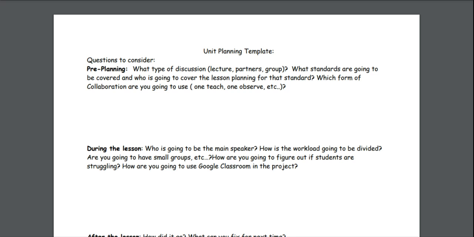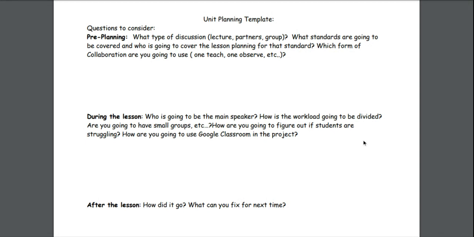All right, so once you figure out your pre-planning, you want to talk about during the lesson who's going to be the main speaker. How's the workload going to be divided? Are you going to have small groups, etc.? How are you going to figure out if the students are struggling? How are you going to use Google Classroom in the project? Are you going to set up everything in Google Classroom and have everything through technology, or are you going to have some times where you are using the book? Are you going to use technology at all? This is where you really figure out the meat of the lesson.